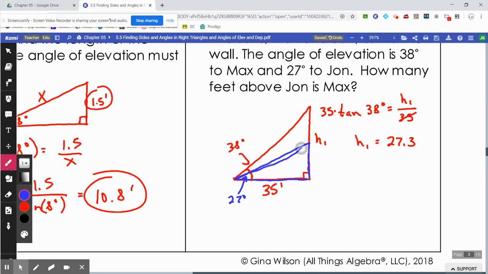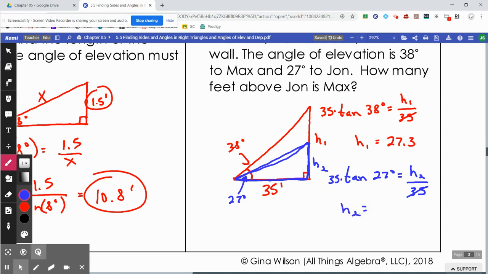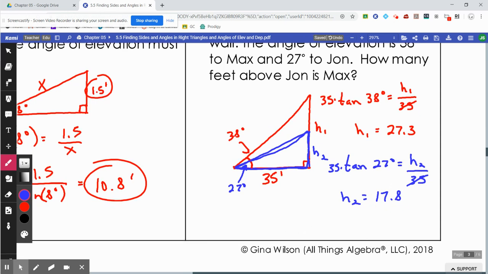Now in blue, let's do the second one. Let's do this blue triangle down here, and let's find height 2, which is not quite so high because it's a smaller angle. We know, again, it's a tangent problem. The tangent of my 27 degree angle is equal to opposite over adjacent. Solve this again by multiplying by 35, and you get that height 2 is equal to 17.8, so the difference between the two is about 9.5 feet.